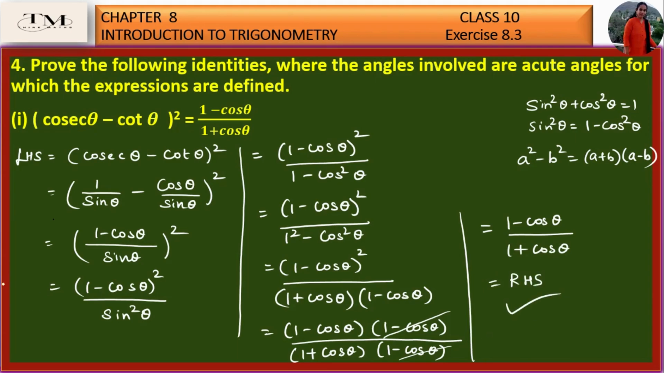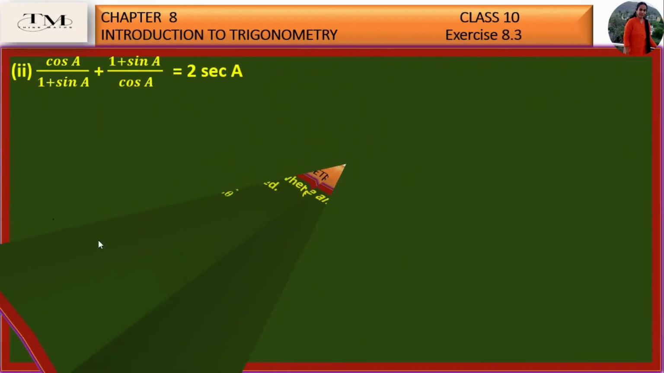So next we are going to the second part. The second part says cos A divided by 1 plus sin A plus 1 plus sin A divided by cos A equal to 2 secant A. Here the right hand side is simple.